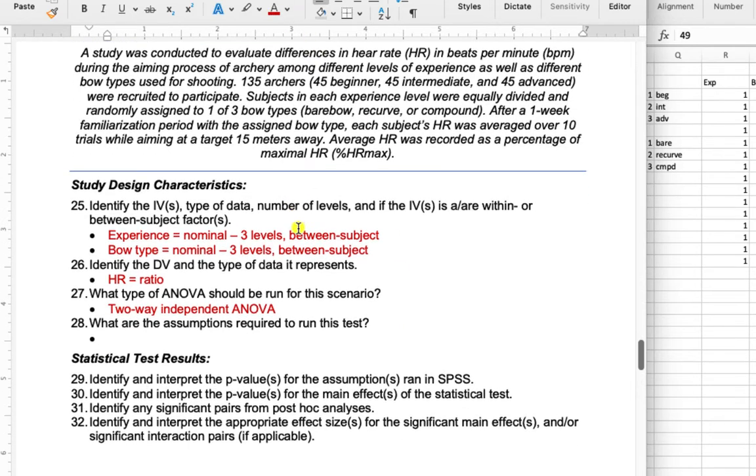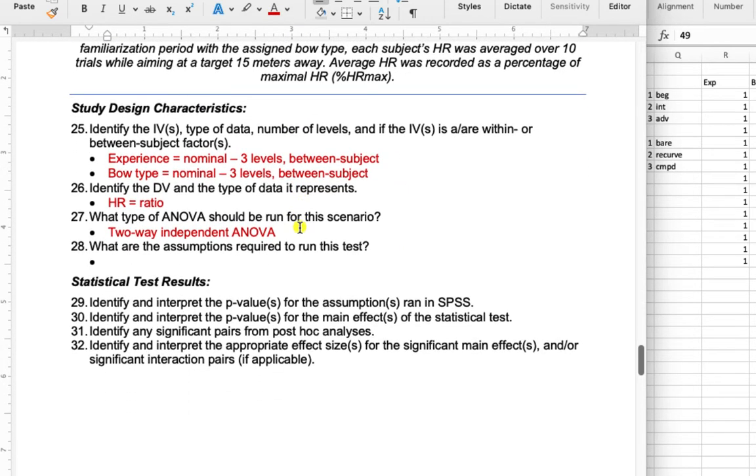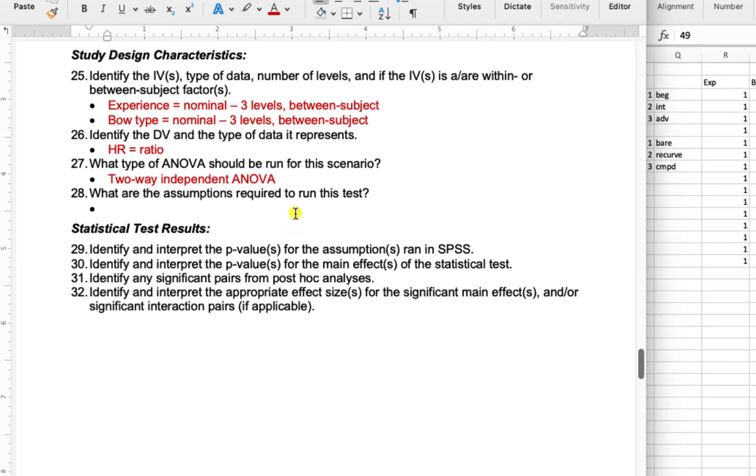And our assumptions for a two-way ANOVA, or two-way independent ANOVA, would be our random sampling, a normal distribution, with no significant outliers for all levels of our independent variable. We've got our variable characteristics, so one dependent variable, that's ratio or interval data. We've got 2 between subject independent variables that are nominal with 2 or more levels.